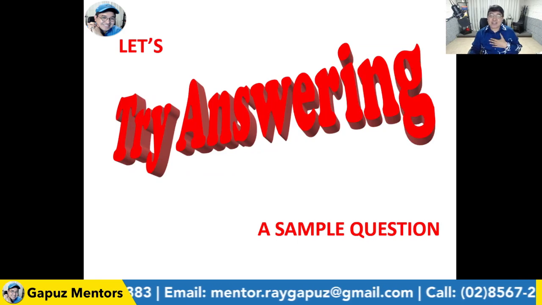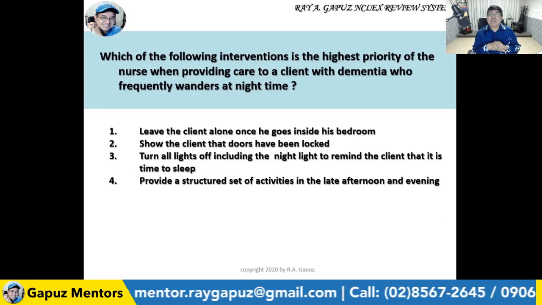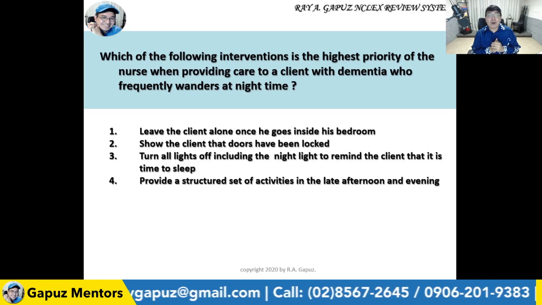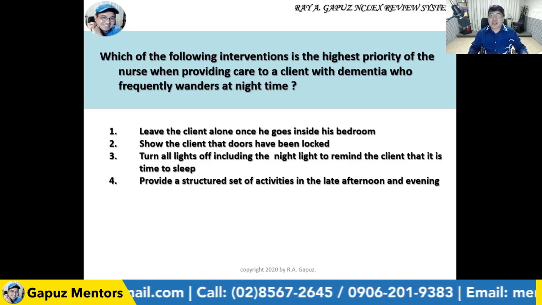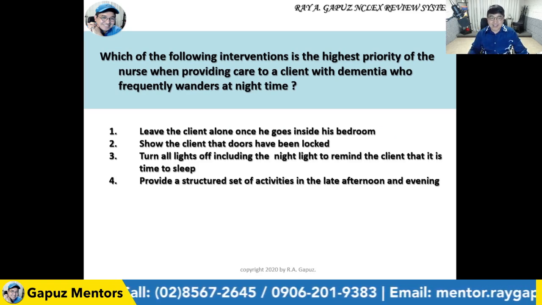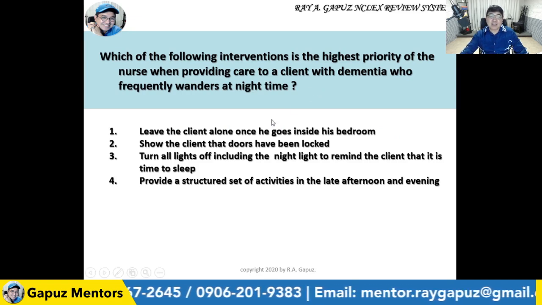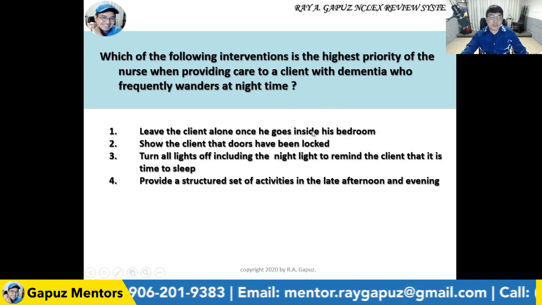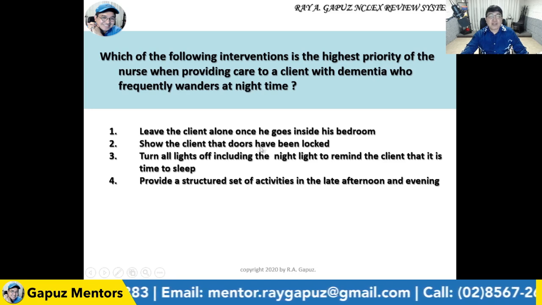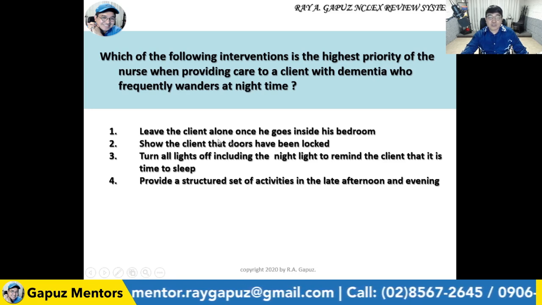Okay, so let's try answering a sample question. Which of the following interventions is the highest priority of the nurse when providing care to a client with dementia who frequently wanders at night? Okay, is it 1, leave the client alone once he goes inside his bedroom? I don't think this is a good option. Show the client that doors have been locked. What did we say? We don't show them this.